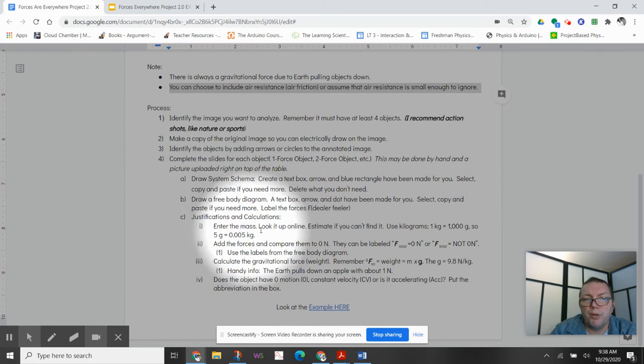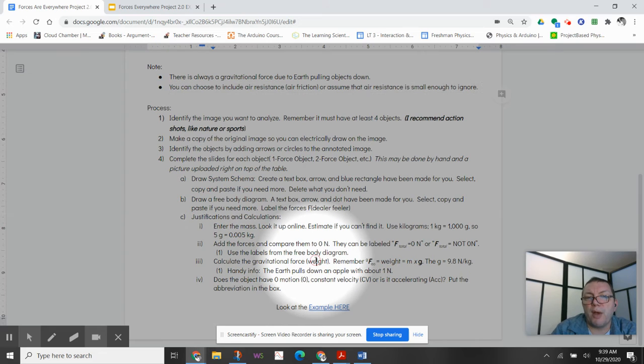You can find the mass of things by doing a search and converting those to mass in kilograms. We're going to add the forces and compare the total force to 0. So we can say something like the total force is 0 newtons or the total force is not 0 newtons. And we'll use labels from the free body diagrams for what some of those forces are.